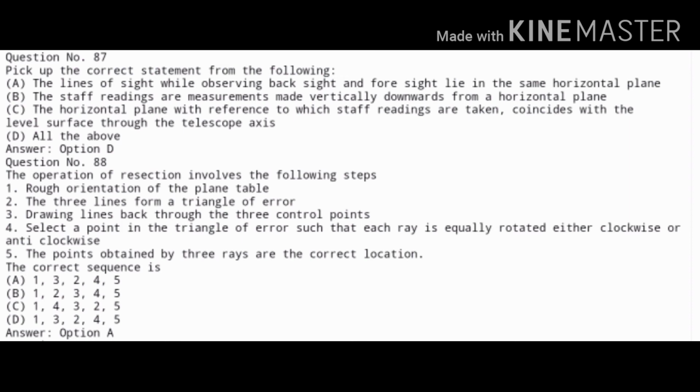Four: orientation of the plane table. Drawing lines back to the 3 control points. The 3 lines form a triangle of error. Select a point in the triangle of error such that each ray is equally rotated either clockwise or anti-clockwise. The point obtained by the 3 rays is the correct location.